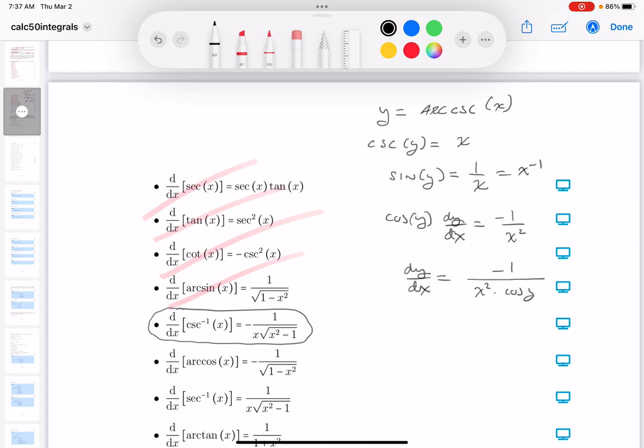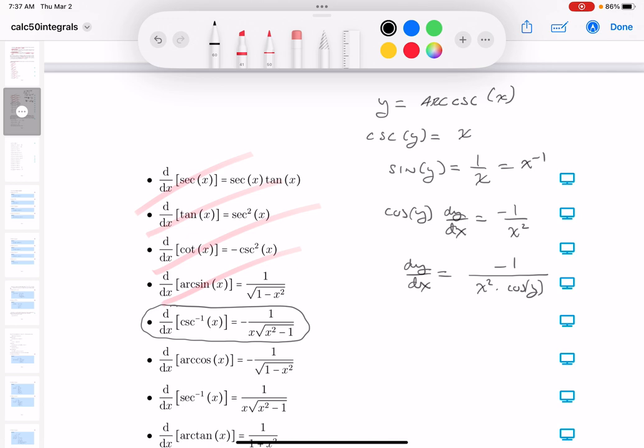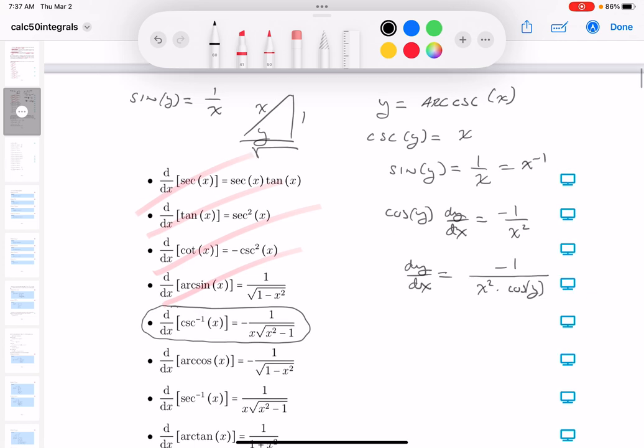Well, you know what? This is problematic for me too, because I don't want the cosine y there. So what do we write over here? The sine of y is equal to 1 over x. I'm going to go back to my triangle again, like we did before, by the way. That's going to be y. This is going to be 1. This is going to be x. What do you get over here? It's going to be the square root of x squared minus 1.